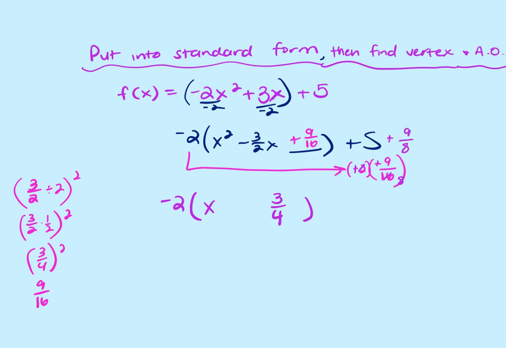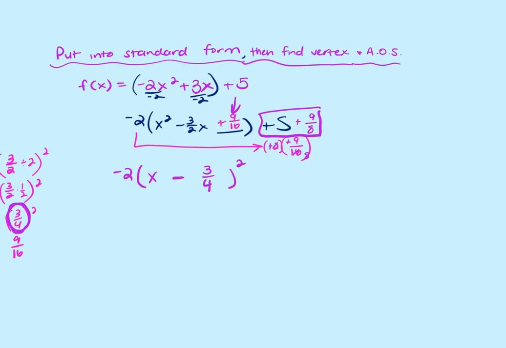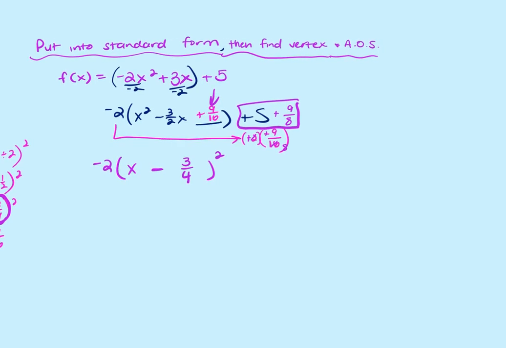If it's hard for you to square root from here, go back to before you squared it over here. You already have that number. Take the sign from the middle, which would be negative. Put it in the parentheses. Don't forget to square it. And then I have to add +5 and +9/8. 5 over 1 becomes 40/8, plus 9/8, or 49/8.